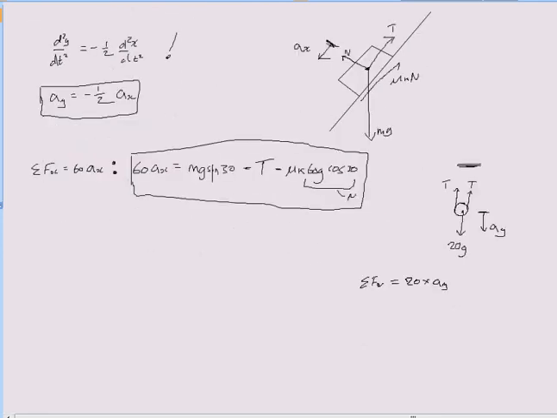Alright, so the sum of forces in your vertical direction are going to be equal to 20g subtracted from 2T, right? And that's going to be equal to 20ay. Alright, we're almost there. So that's going to be another formula just here.